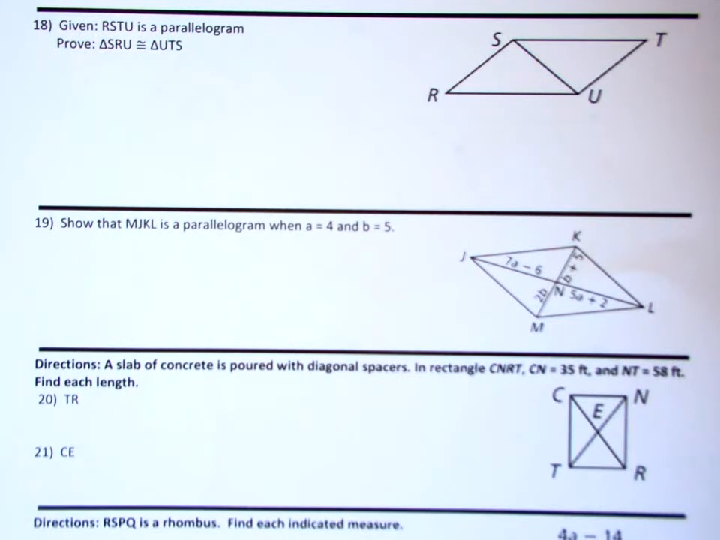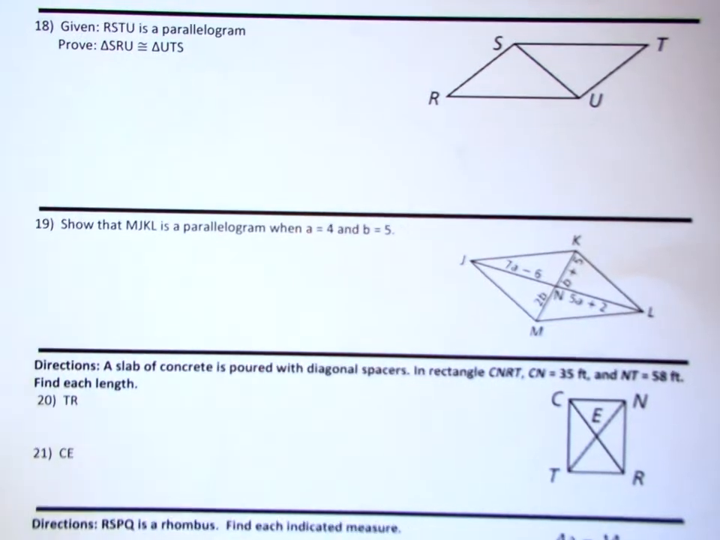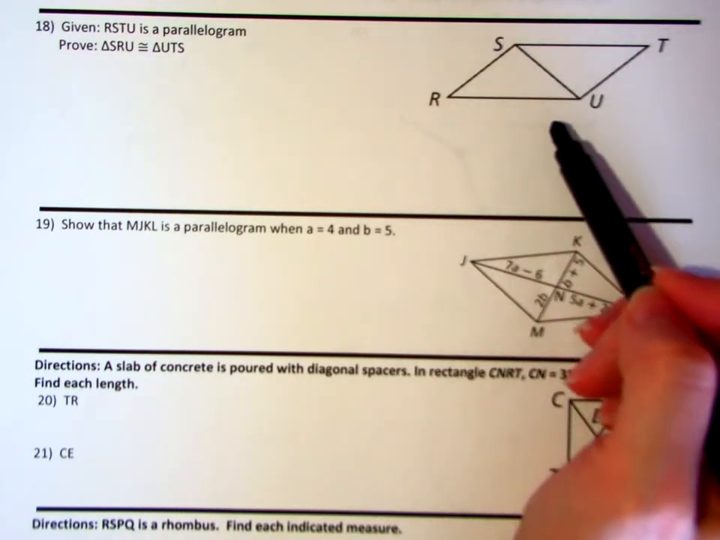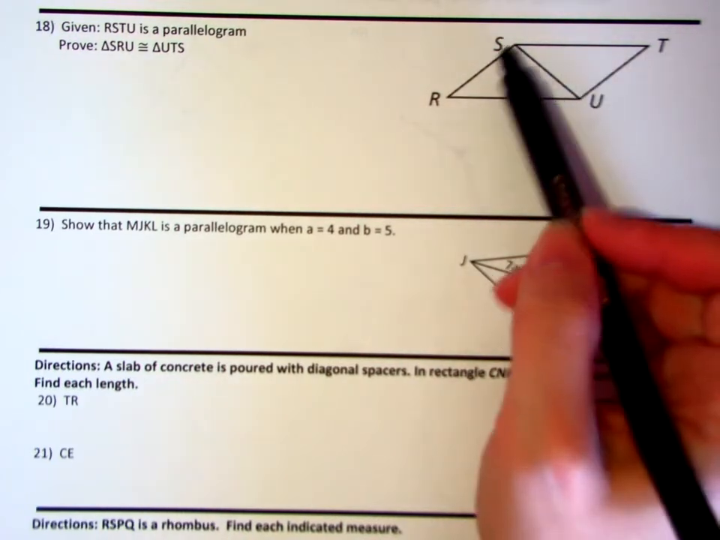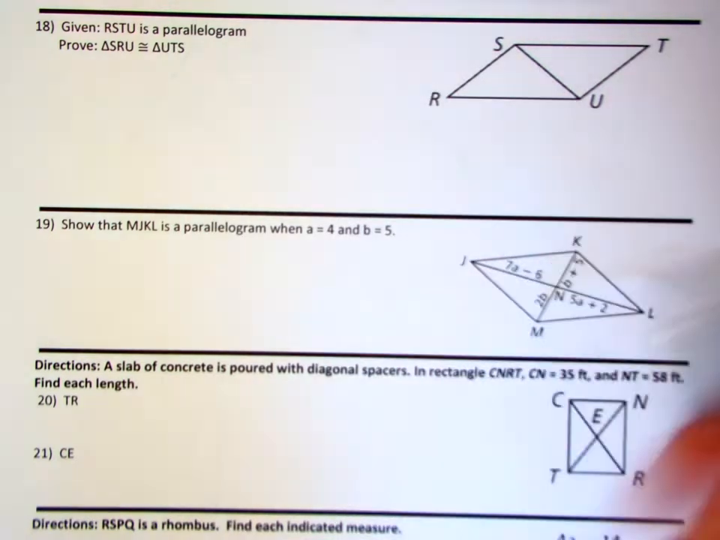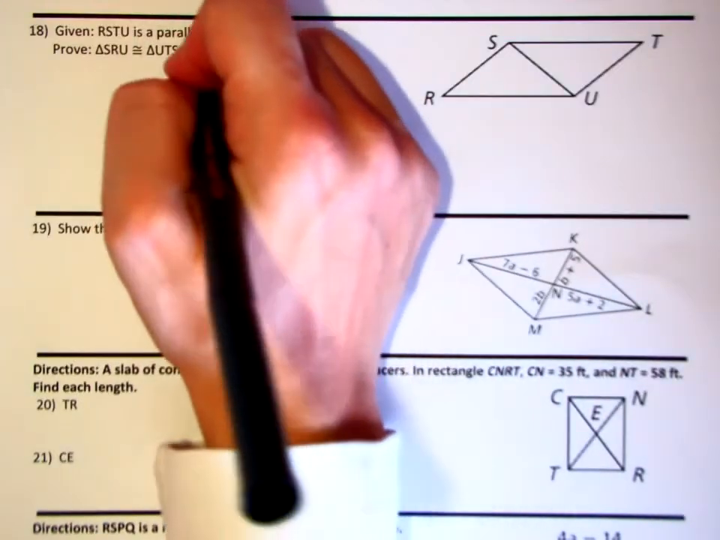This is numbers 18 and 19 on your study guide. Both of these are proofs. In the first one, we've been told that RSTU is a parallelogram, and then we are to prove that SRU is a congruent triangle to UTS. I'm going to go ahead and set this up.